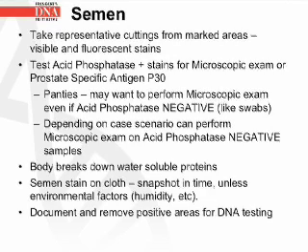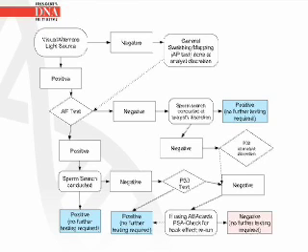With panties, you may want to perform a microscopic exam even if acid phosphatase was negative. Depending on the case scenario, you can perform microscopic exam on acid phosphatase negative samples. The body breaks down water-soluble proteins over time. A semen stain on cloth is like a snapshot in time, unless environmental factors like humidity affect it. Document and remove positive areas for DNA testing. This flowchart shows the way testing should proceed when examining items for the presence of semen.